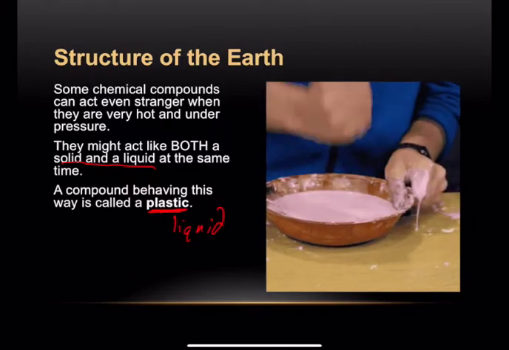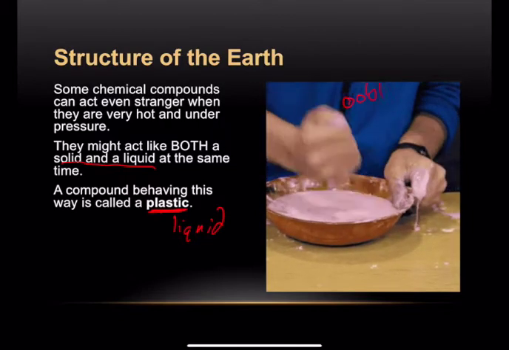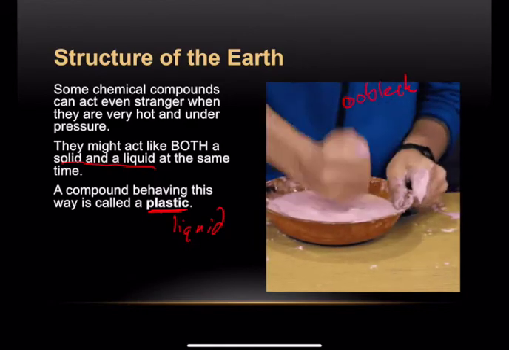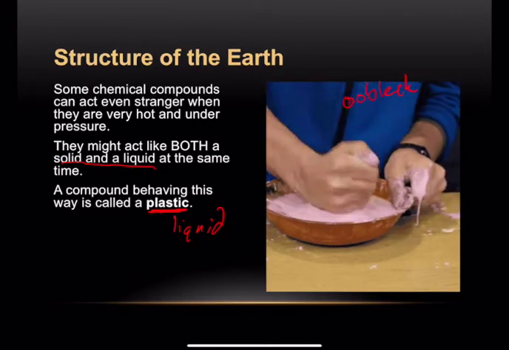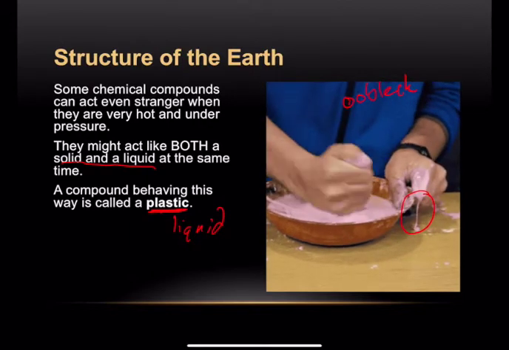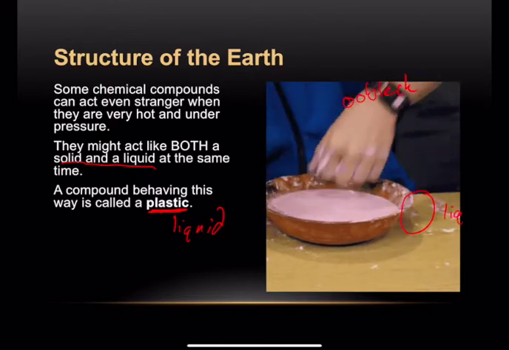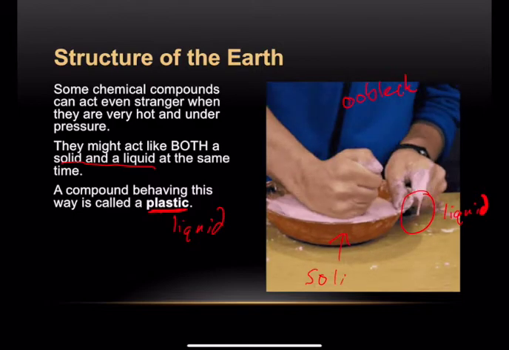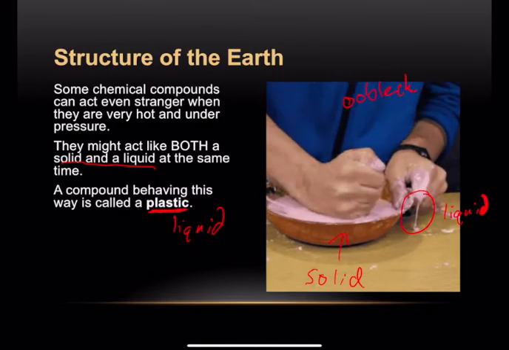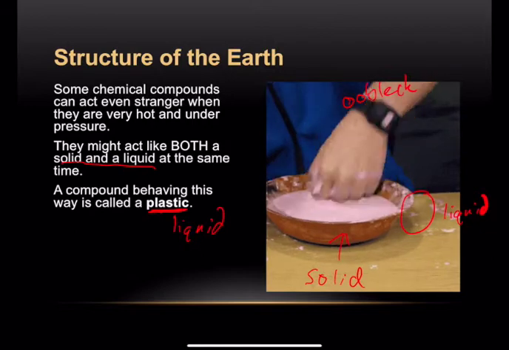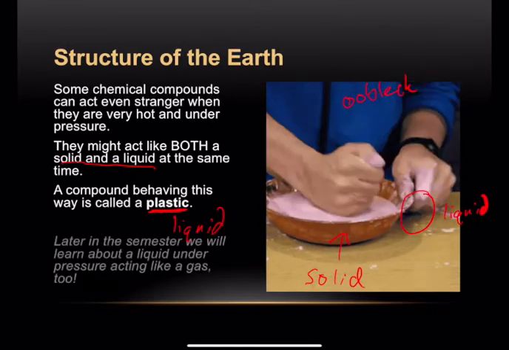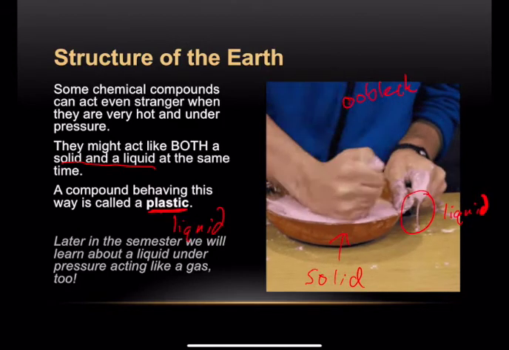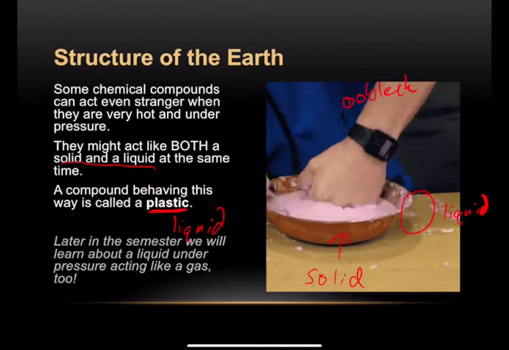So we can see that in this picture. This is oobleck. This guy is pounding on it. When he's pounding on it, he's adding a lot of pressure, and it's going to act like a solid. But over here, you can see the oobleck that's dripping off of his hand. It's acting like a liquid here. And here, it's acting like a solid. Same stuff, but acting in two different states of matter. Very strange, yes. Later in the semester, we're going to learn about a liquid that acts like a gas also, possibly. I think we'll talk about that.